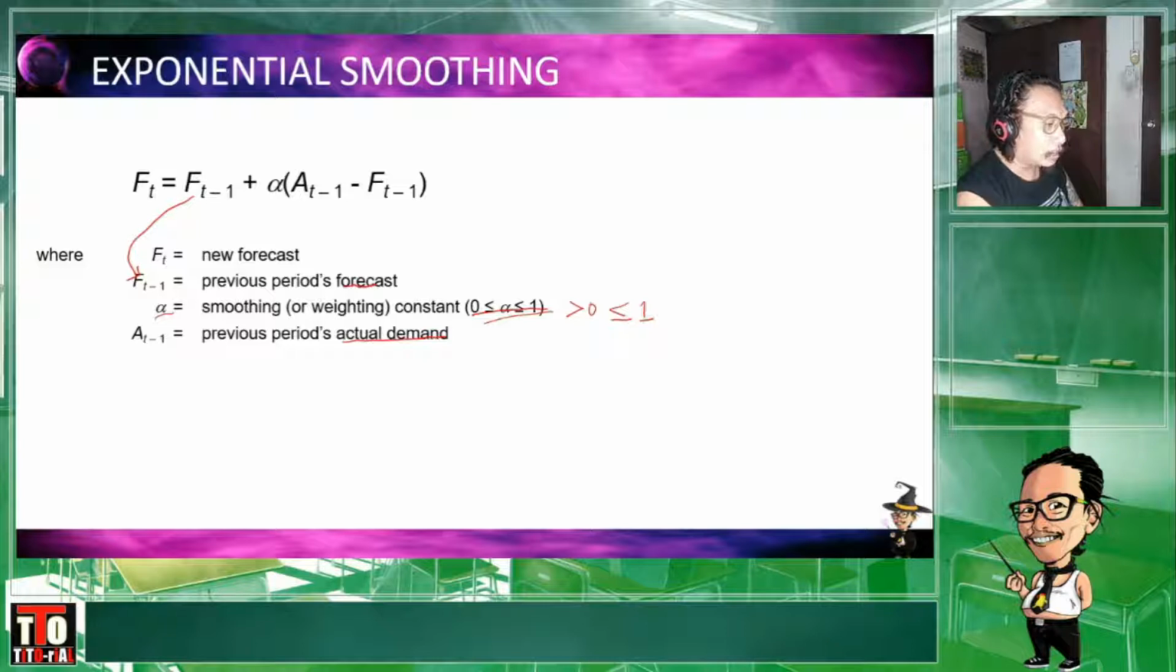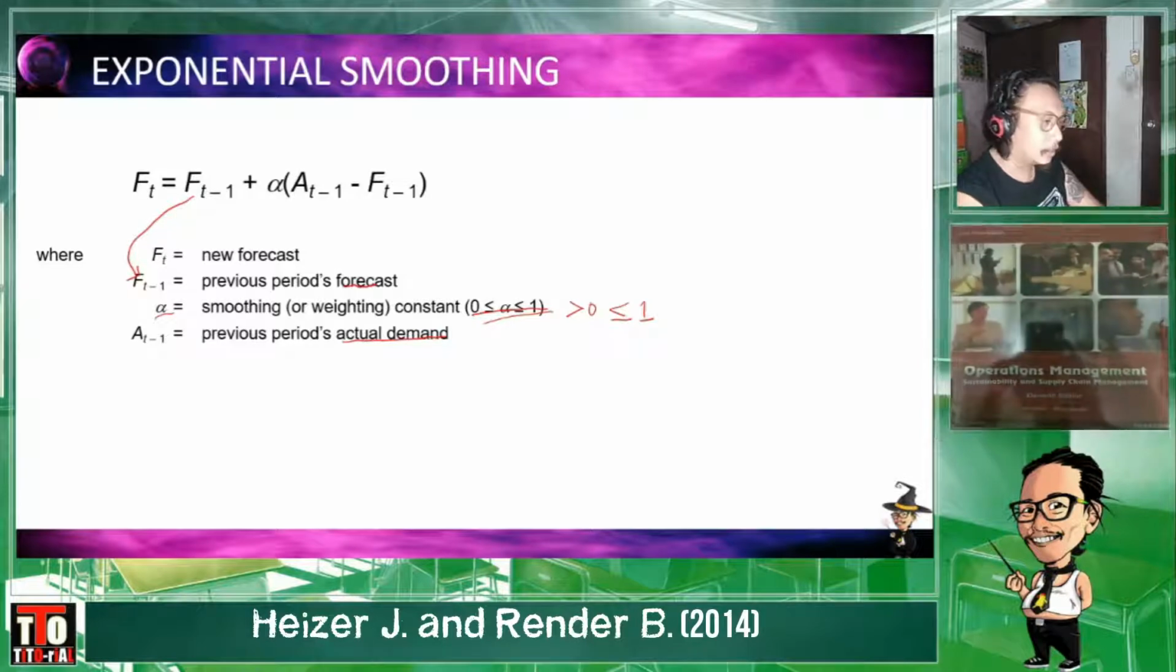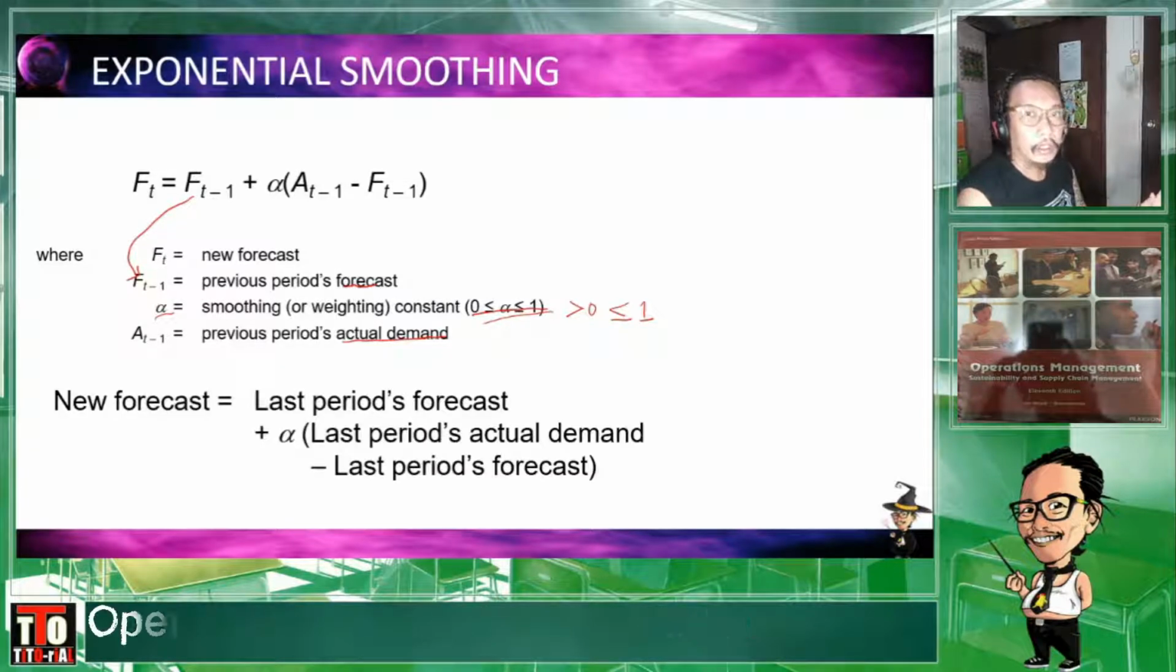Ang maganda kasi dito, is we don't need yung mahabang historical data. Like for example, in a 3-point moving average, kailangan natin ng historical data for the past 3 periods. Pero dito, ang gagamitin lang natin na data is yung previous period. Isang period lang, isang past period. Okay? Mamaya papakita natin kung paano yung previous period na yun. Bakit isa lang? Okay? Para madaling intindihin, ito siya.